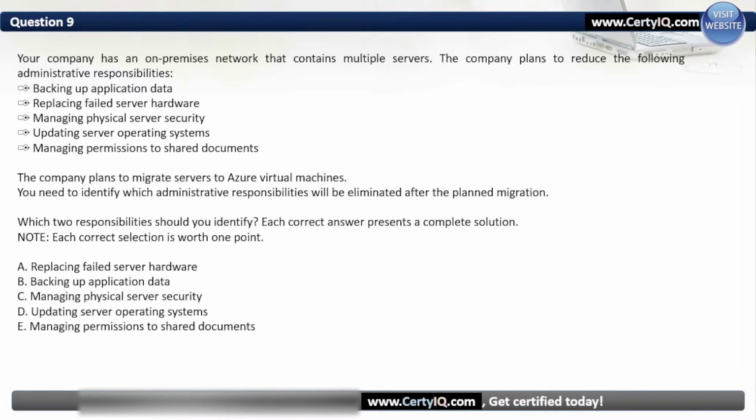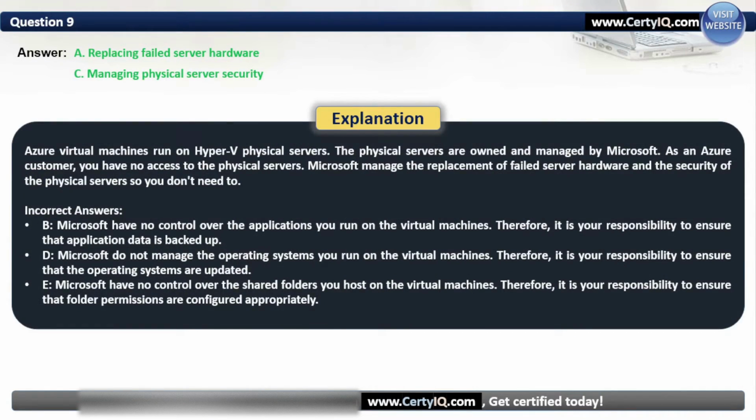The correct options are A and C, that is replacing failed server hardware and managing physical server security. Azure virtual machines run on Hyper-V physical servers. The physical servers are owned and managed by Microsoft. As an Azure customer, you have no access to the physical servers. Microsoft manages the replacement of failed server hardware and the security of the physical servers, so you don't need to.